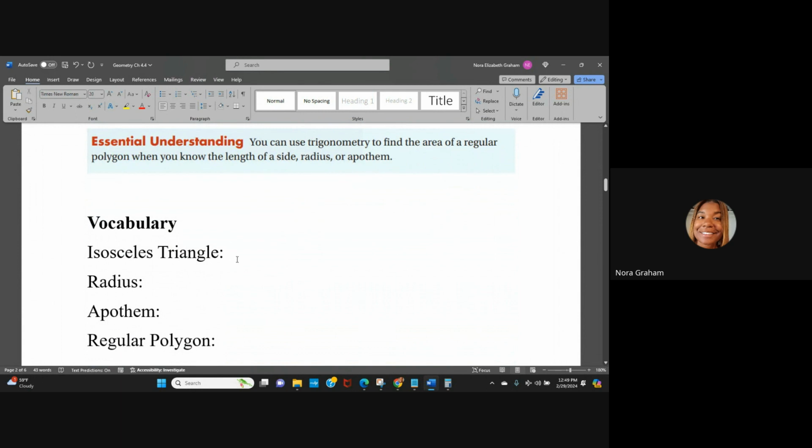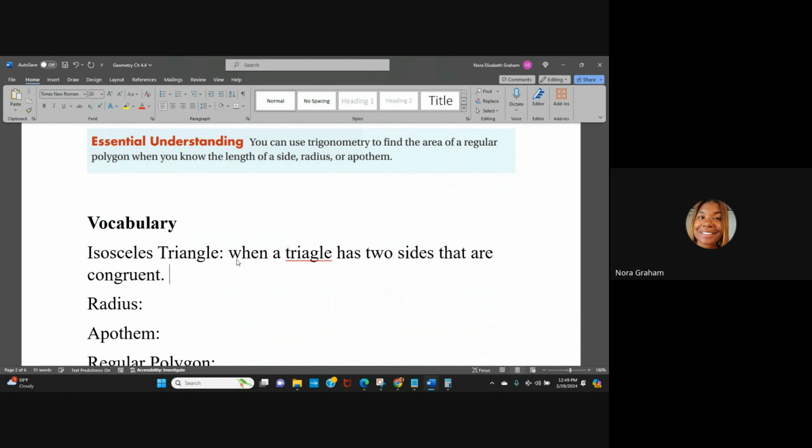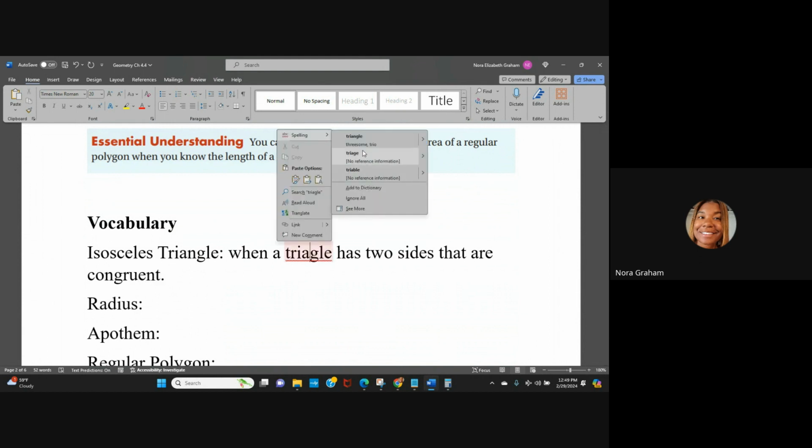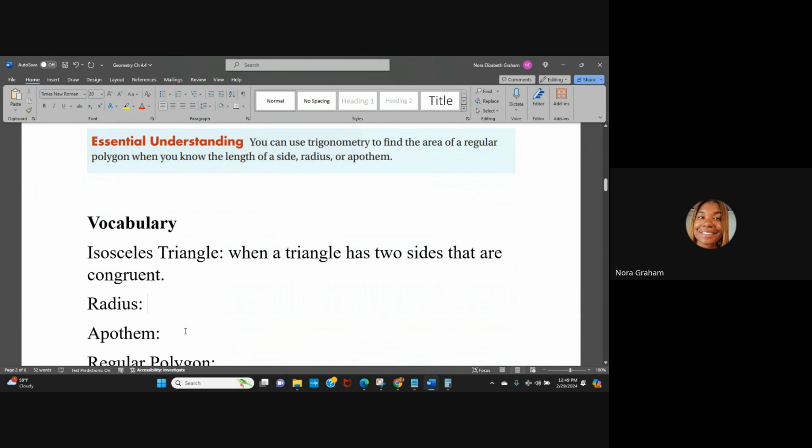The first one is an isosceles triangle. An isosceles triangle is when a triangle has two sides that are congruent. We're going to see some of those. Remember, a radius is a straight line from the center to its perimeter. Mostly they talk about radiuses with circles, but with some of these polygons, we're going to create radiuses for them as well.